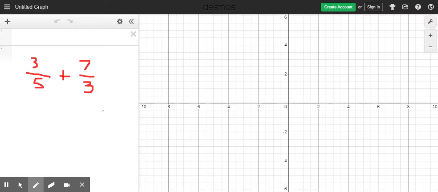So if you skip count by 5s, you have 5, 10, 15, 20, and so on. If you skip count by 3s, you have 3, 6, 9, 12, 15, 18, and so on. The lowest multiple that those have in common is 15. So we want to convert both of these fractions into 15ths.